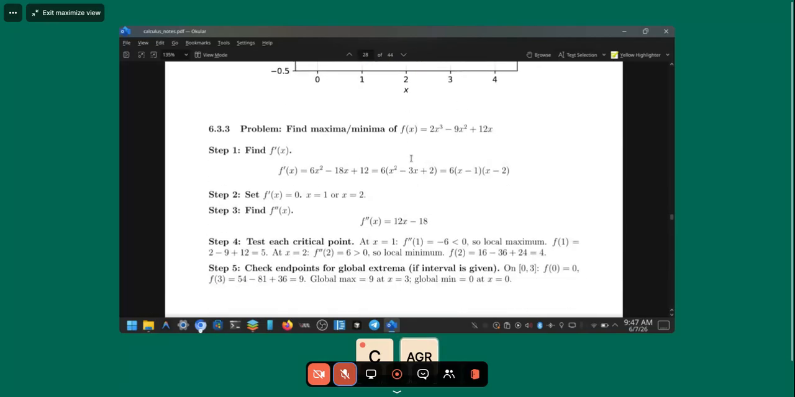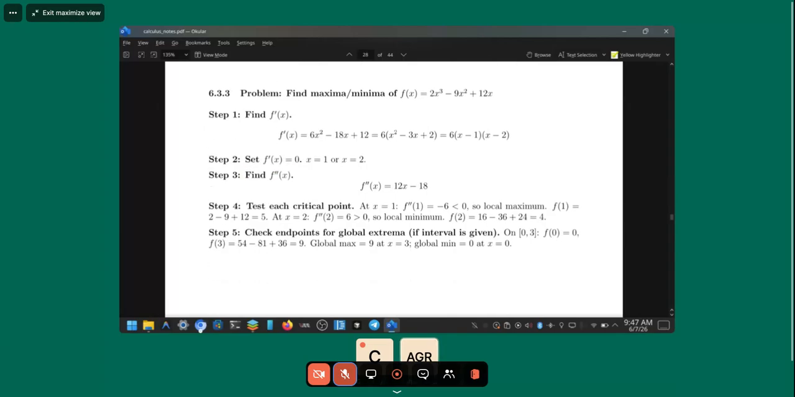How to find maxima and minima: we have to differentiate to get f dash of x, then set f dash of x equal to 0, giving x is 1 or x is 2. Then find f double dash of x. Testing the critical point at x is equal to 1, f double dash of x is minus 6, so it is a local maximum, sorry. F of 1 is 5. At x is equal to 2, f double dash is 6, which is greater than 0, so it is a local minimum. F of 2 is equal to 4.